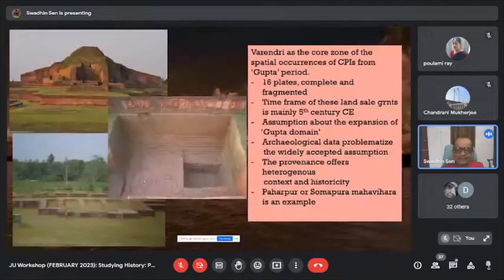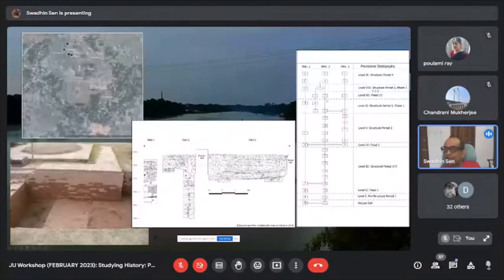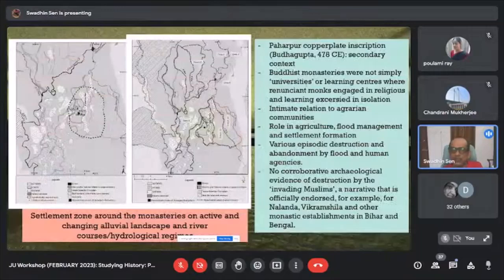So these are the landscape contexts, and you can see how we periodize for the students. For example, this is the level of a period of flood. This is a period of structural activity. This is a period where there was no structural activity. There were several floods which influenced the Paharpur Shompur Mahavihara. And at the same time, the river, which is known as the Choto Jamuna River, also moved several times. And these contextual or landscape aspects have to be correlated with the stratigraphy of Paharpur Mahavihara.